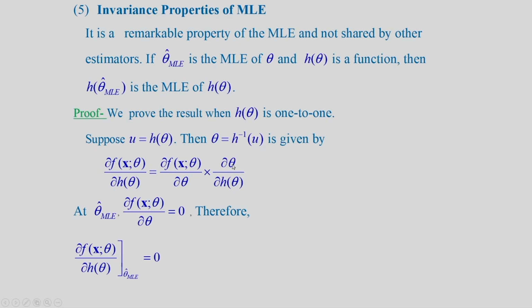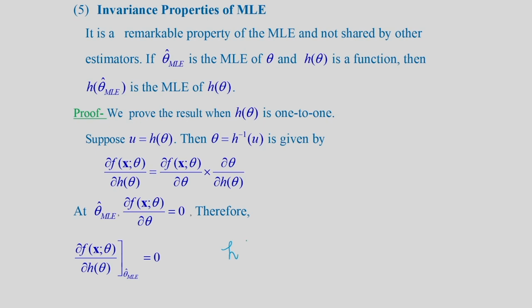Now, this quantity exists and this is an invertible function. So, we can find this. At theta hat MLE, this quantity del f del theta will be equal to 0, and this is usually non-zero. Therefore, we will get del f of x, theta del h of theta at theta hat MLE is equal to 0. So, this will imply that the maximum likelihood estimator for h of theta will be at h of theta hat MLE.